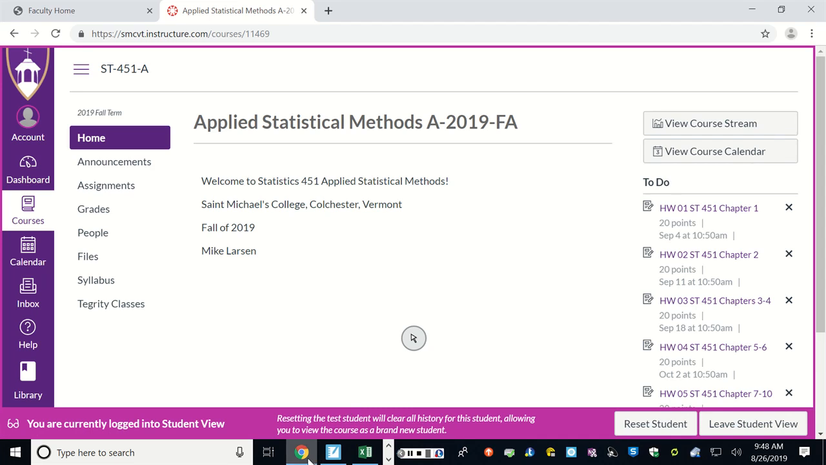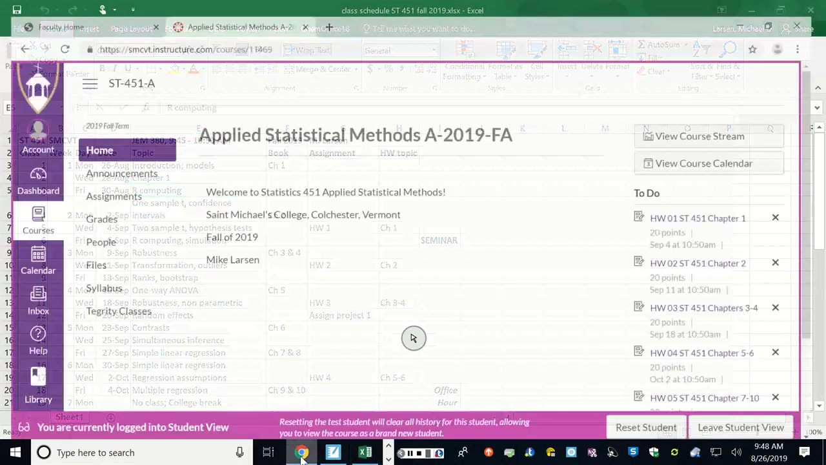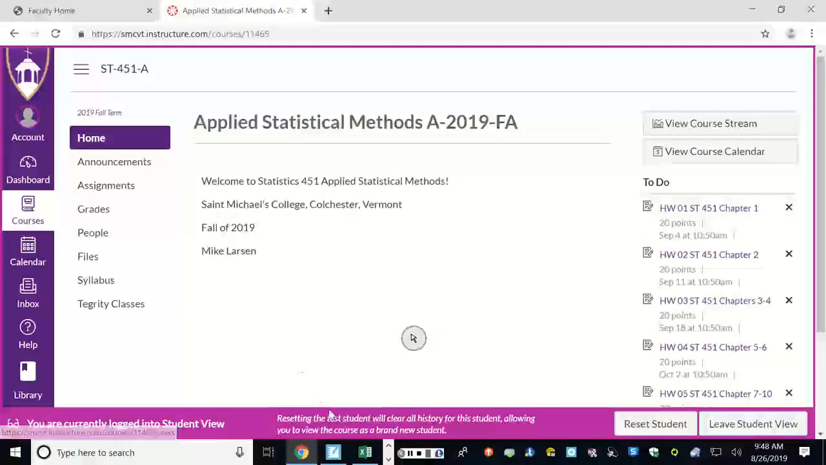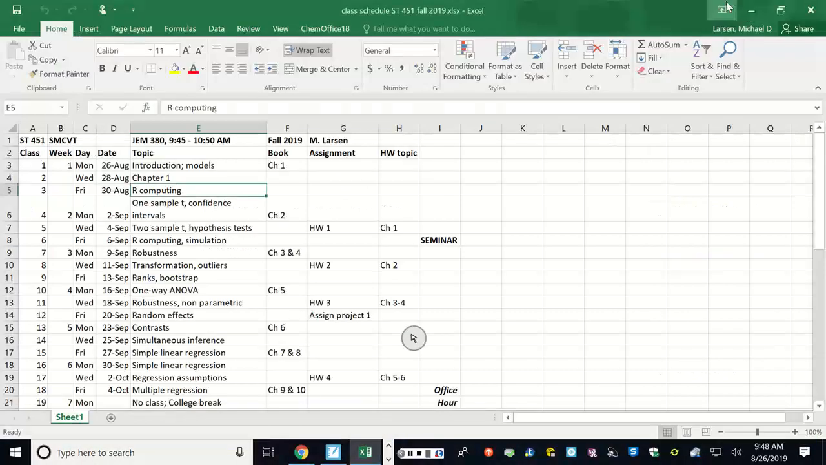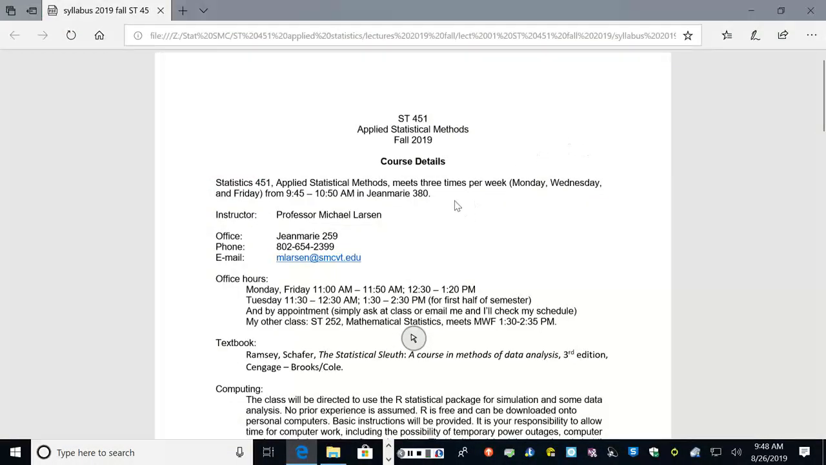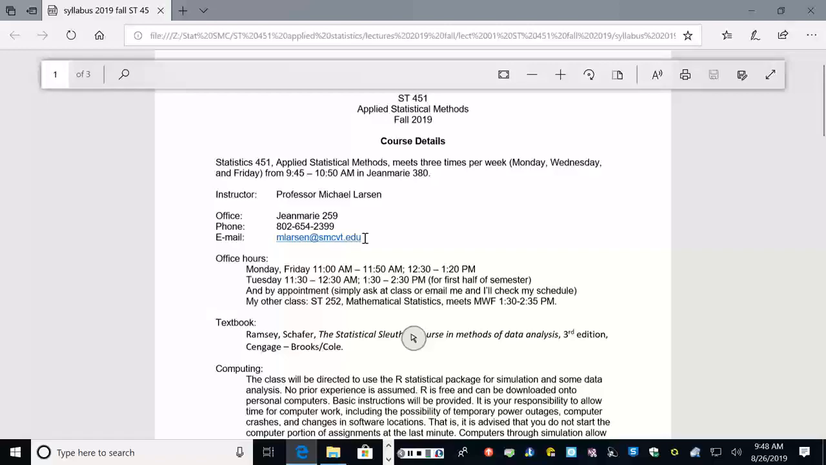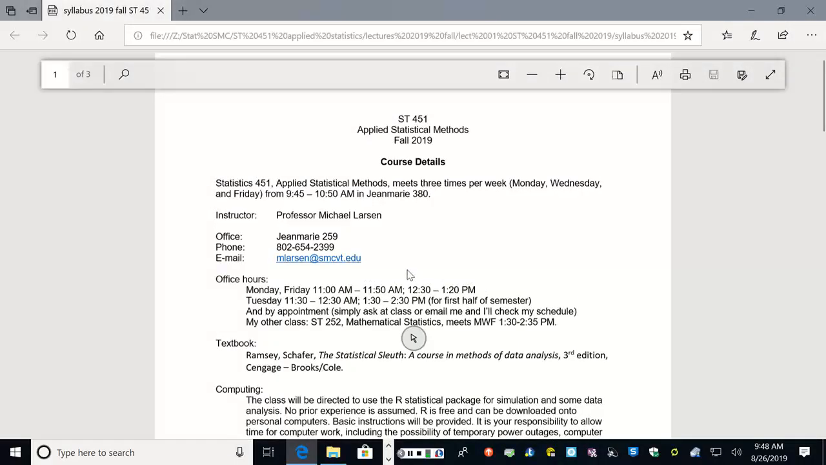In terms of the syllabus, let's see where all those things go. Trying to figure out what's in these things. There it is. Right, so we'll meet here. The office hours I've put up are after this class, and then there's a lunch break, and then before my next class. That's most convenient for me Monday and Friday, and then a couple other times Tuesday.